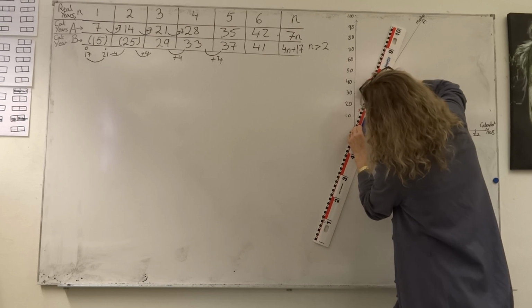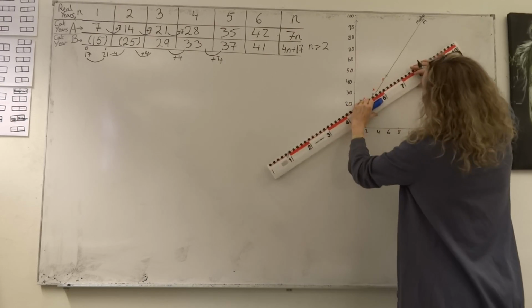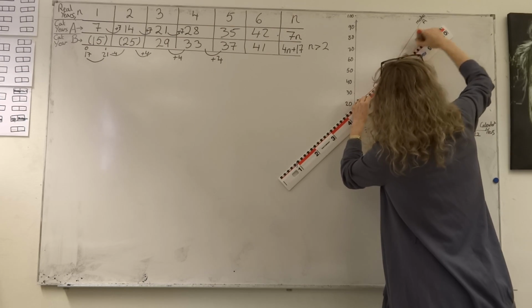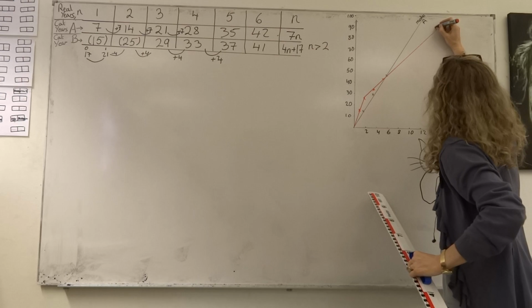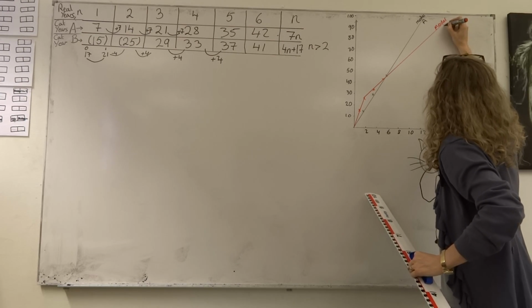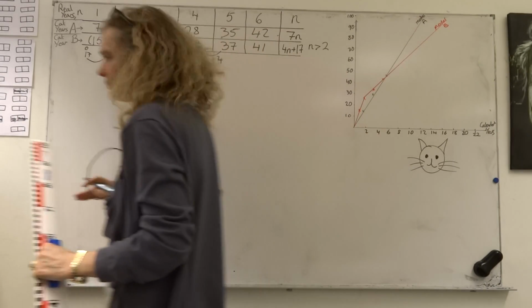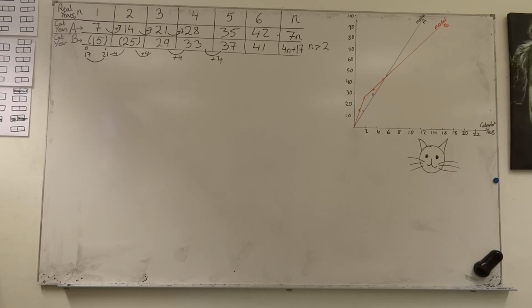So up to year 2, we get a steep curve. And then after year 2, we should get a straight line going off like this. Model B. It looks a bit steep, actually.